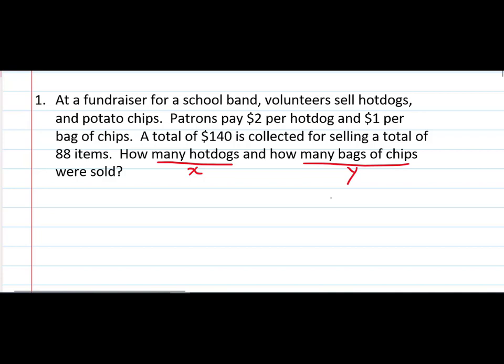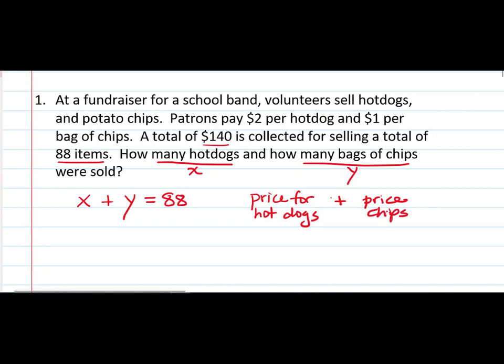So one of them is pretty straightforward because we know we're selling a total of 88 items. So we know that the number of hot dogs plus the number of bags of chips has to equal 88. But the other relationship is a little bit more complicated because it involves money. We do know that the total price for the hot dogs plus the total price for the bags of chips has to equal the total amount collected.